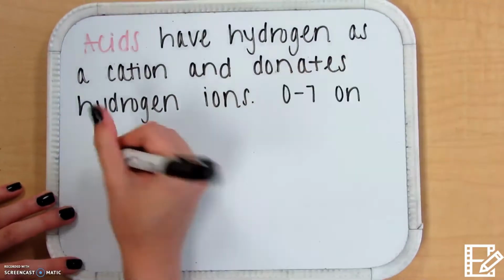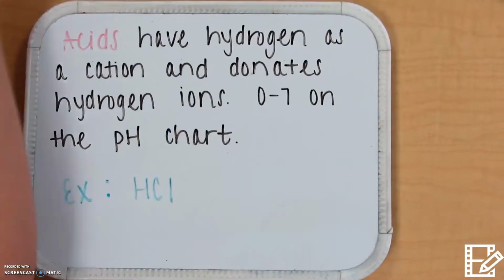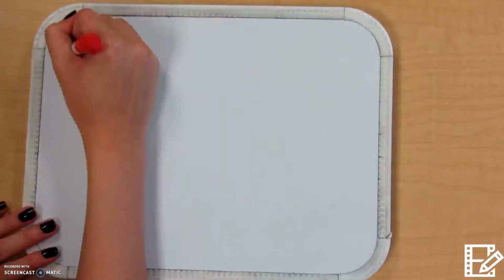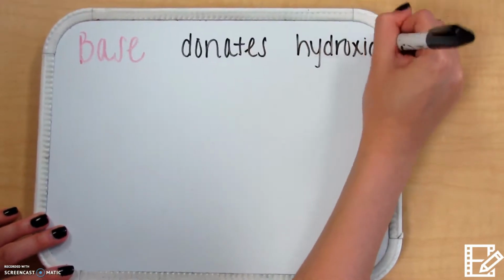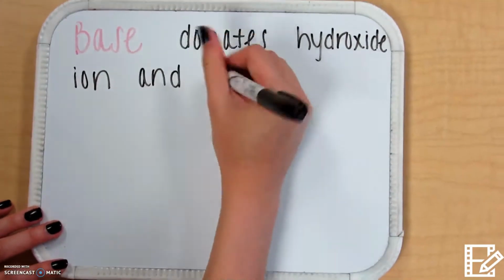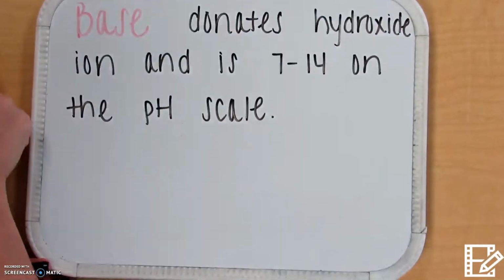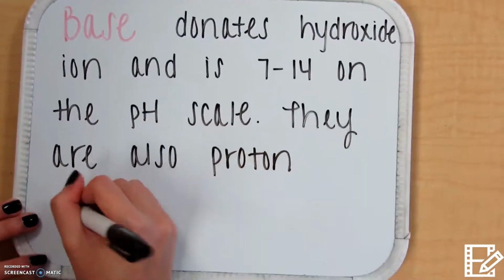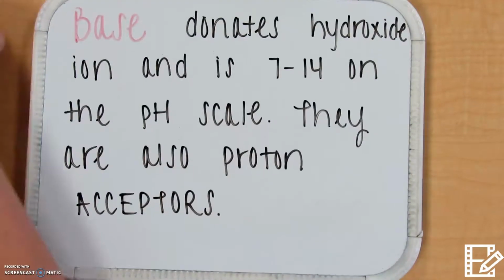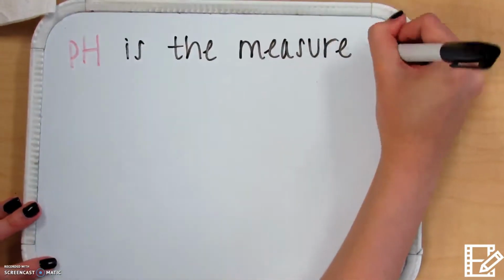Next are the bases. A base donates a hydroxide ion and is on the 7 to 14 pH scale. It has lots of hydroxide ions, it's bitter in taste, and it feels slippery and they are proton acceptors. Next thing to know about acids and bases is the pH. pH is a measure of how many hydrogen ions are in something.